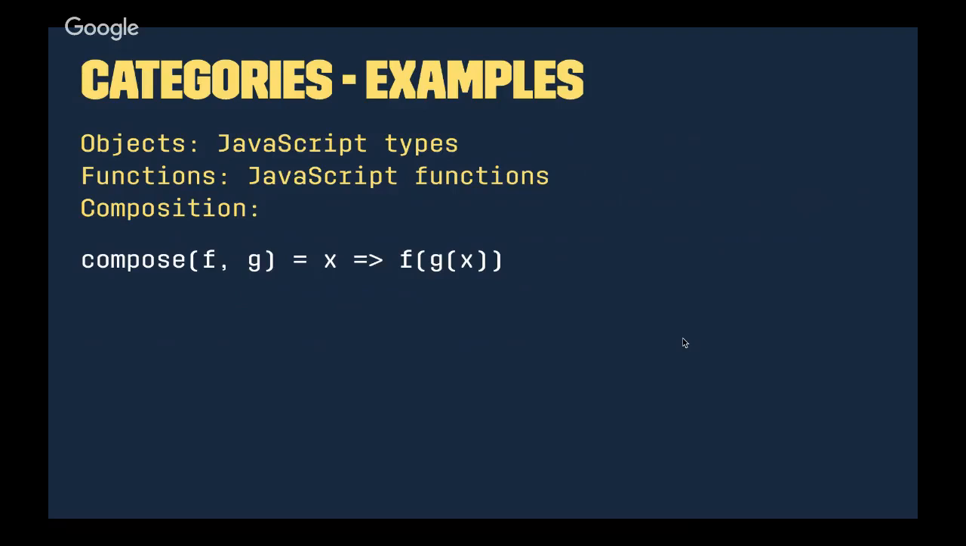The one we're interested in today is a category formed by JavaScript functions. You can take as your objects JavaScript types, permit me to say that. Your functions in this category are JavaScript functions. And composition is defined this way. If you have two functions, f and g, the composed product of those is the function that takes x, feeds it through g, and then feeds the result through f.